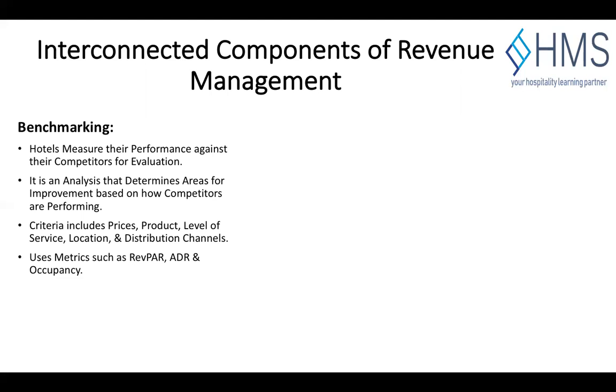Now these are all aspects for benchmarking, and a competitive set would involve metrics such as RevPAR, ADR, and occupancy, where one particular hotel is compared with 5 other hotels. So there are 6 hotels in a competitive set. And these are the metrics or the key performance indicators that are always considered while benchmarking, which is revenue per available room, the average daily rate or the average room rate, and the occupancy levels.